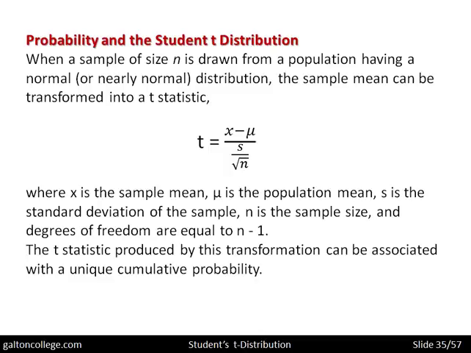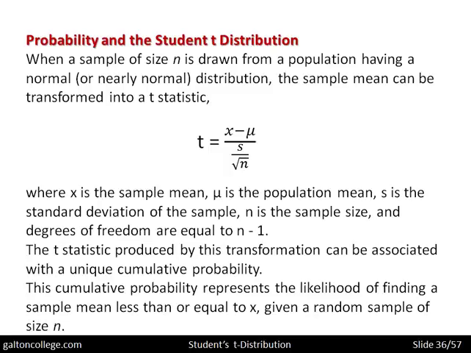The t-statistic produced by this transformation can be associated with a unique cumulative probability. So if we can work out the t-statistic using this formula, and it meets those various requirements I've just called out, then it's possible to use that t-statistic to calculate cumulative probabilities. This cumulative probability represents the likelihood of finding a sample mean that is less than or equal to x given a random sample of size n. So it's quite a powerful statistic. It can be used in a variety of computations, and it can be relied upon to give reasonable approximations, very good approximations in fact, of the population characteristics.